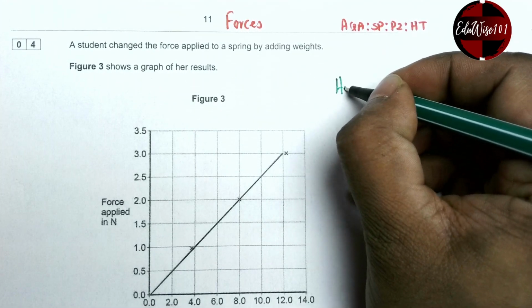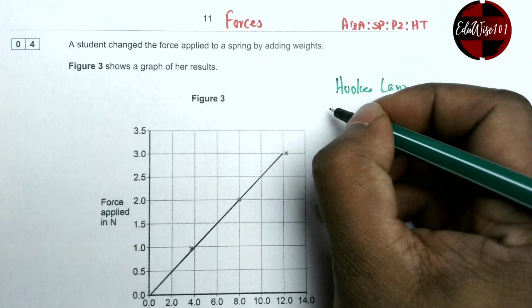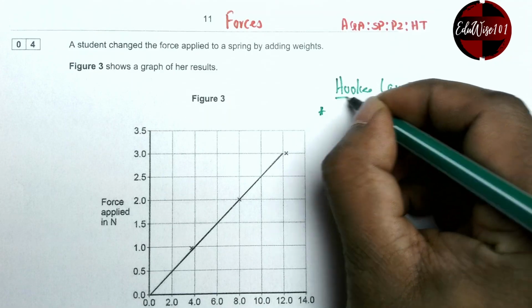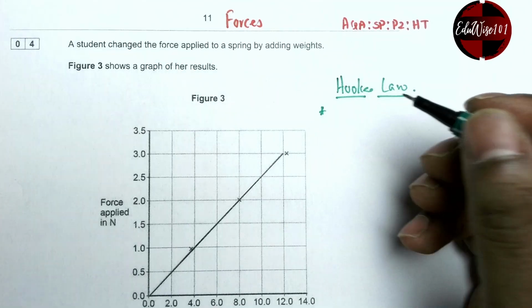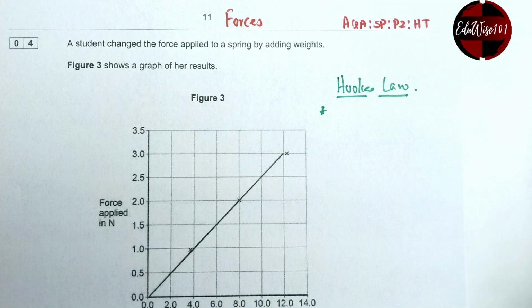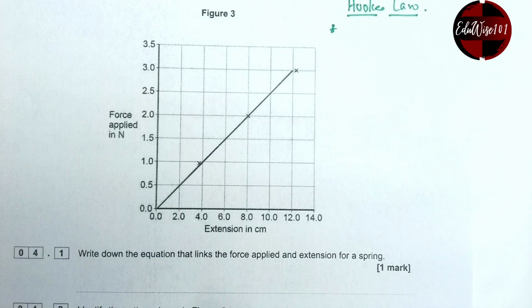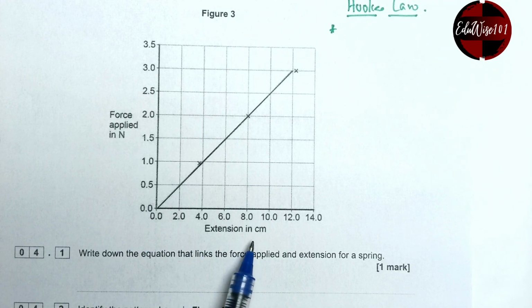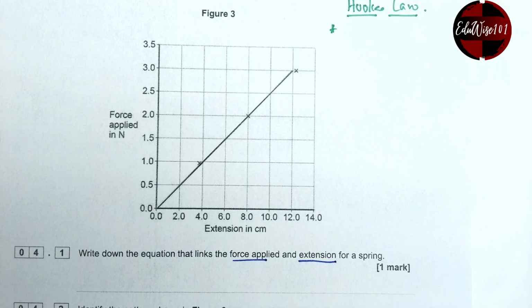If you don't know what Hooke's law is, maybe make a note of it here. Figure 3 shows a graph of the results. So you've got the graph where you've got the force applied on the y-axis and the extension in centimeters on the x-axis. Write down the equation that links force applied and extension of a spring.